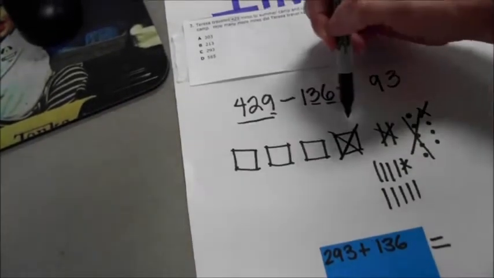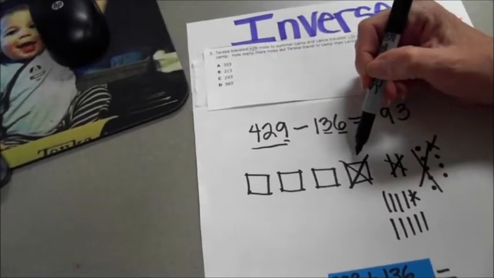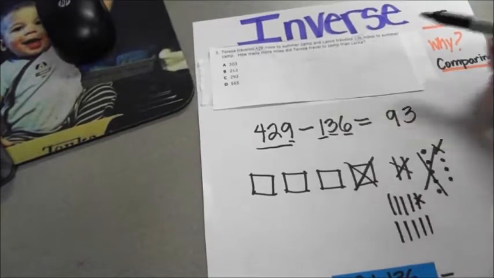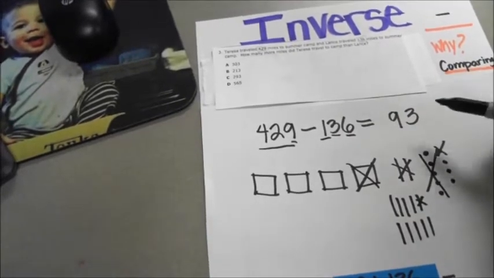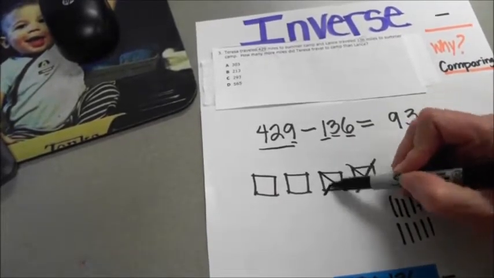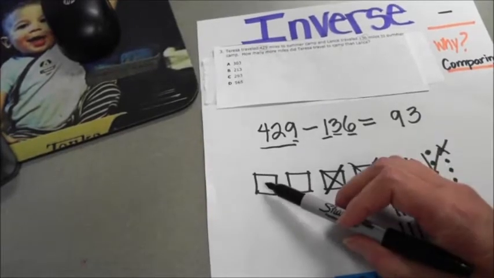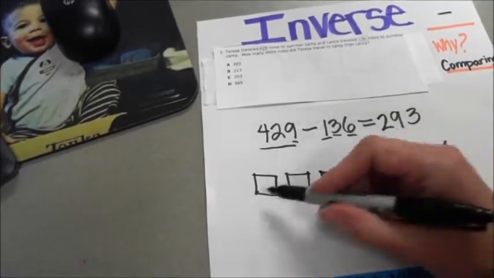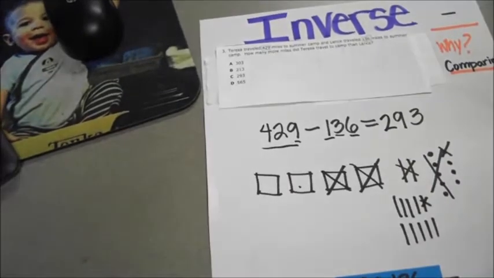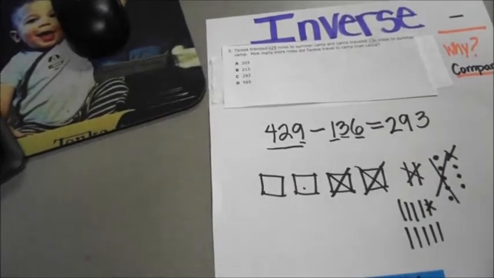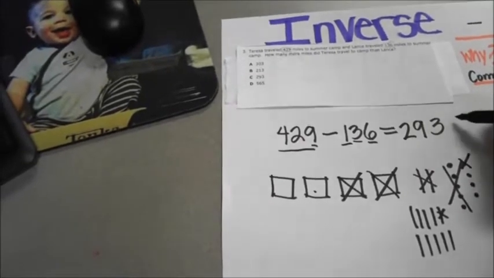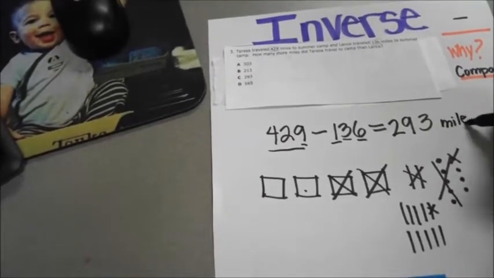Okay, we had 4, but we had to decompose one of them, remember. So we have 3 hundreds, and we're going to take away or remove one of them. So we're going to X out one of our hundreds, and that leaves us with 200s, which have a value of 200. And our difference is 293 miles, because we always want to label our answer.